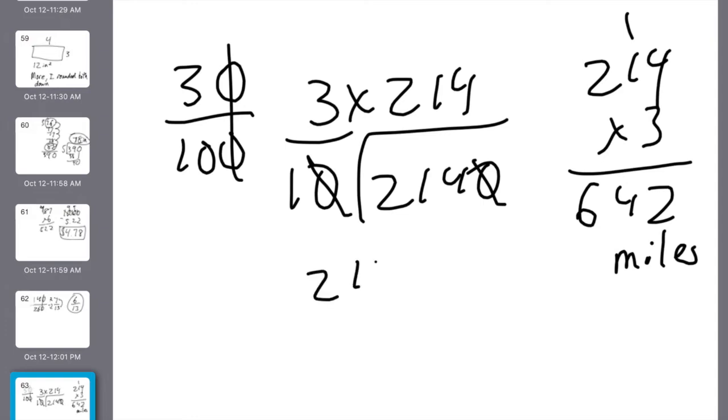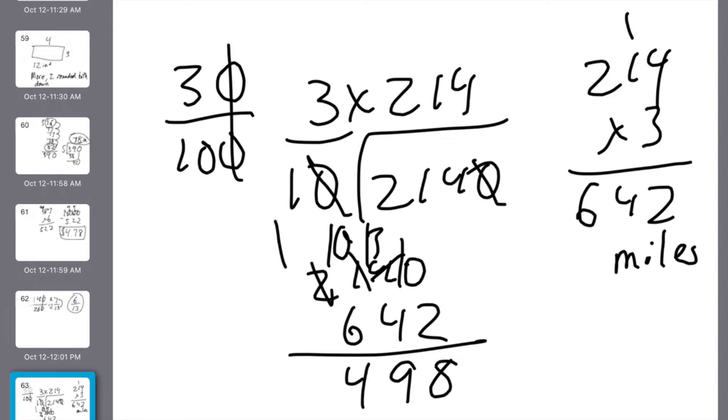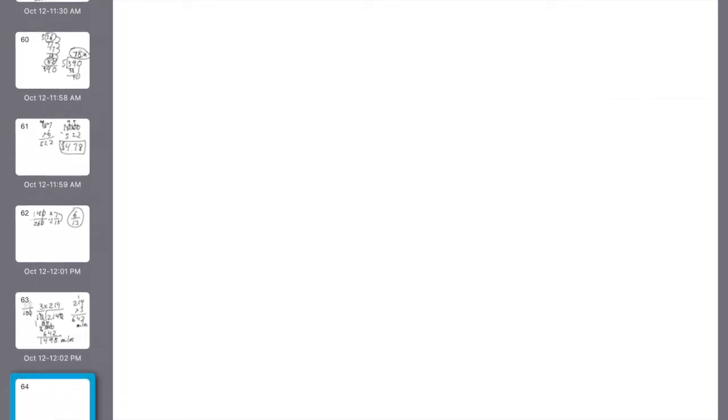Question 2 says how many miles of their trip do they still have to travel? So I'm going to take 2140 and subtract 642 from it. 10 minus 2 is 8. 13 minus 4 is 9. 10 minus 6 is 4. And 1 minus nothing is 1. They still have 1,498 miles to go.